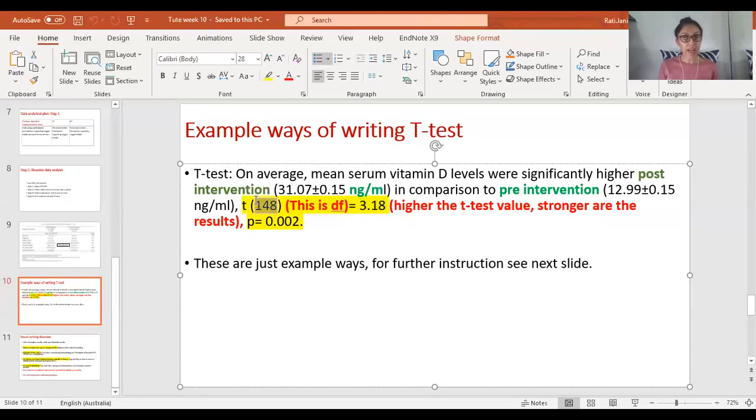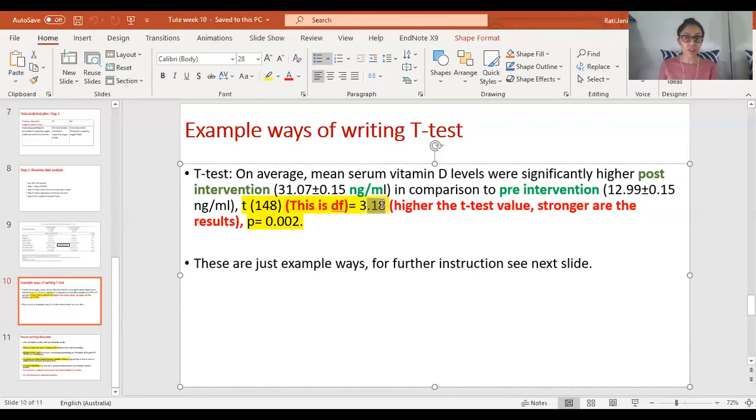This which is there in the bracket, 148, that is the degrees of freedom. Now this degrees of freedom value is again something which you find in your SPSS output. When I do the SPSS right now in front of you, I'll show you where you find it.